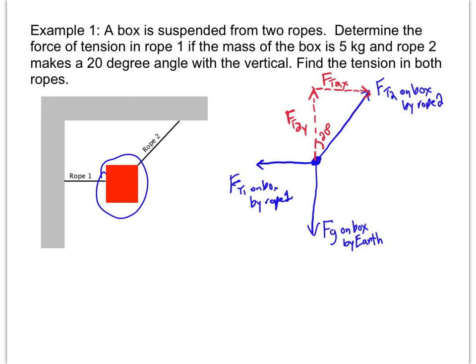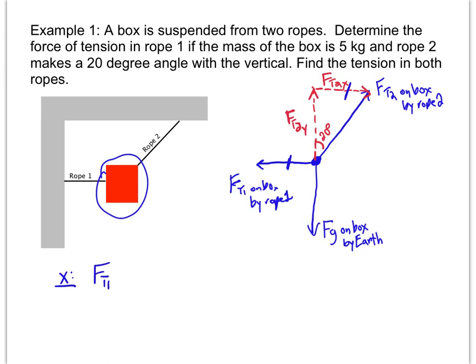Now, once we do this, we kind of start to see what is equal to what. For example, if we know that this box is just hanging there and it's not doing much of anything, we know that the forces that act along the x direction have to balance out. So what that means is we're going to identify the forces that act in the x direction. In this case, this is Ft1 and Ft2x up here, and those have to be equal to each other. So our x equation goes something like this.